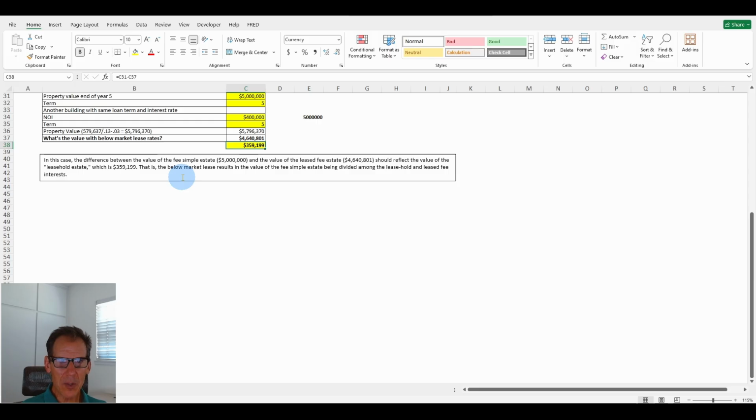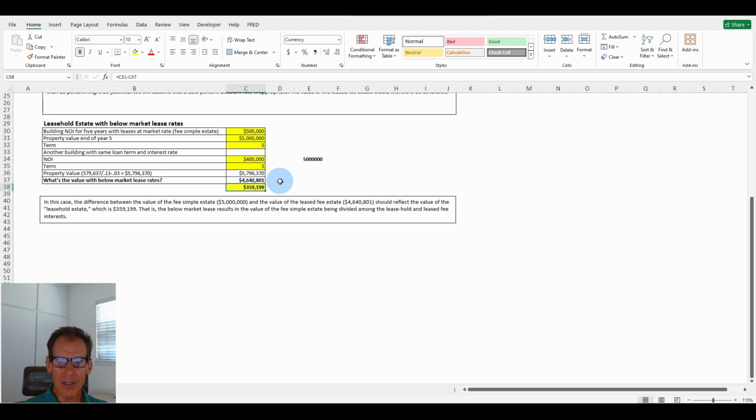In this case, the difference between the value of the fee simple estate, $5 million, and the value of the leased fee estate, $4.6 million, should reflect the value of the leasehold estate, which is $359,000. That is, the below market lease results in the value of the fee simple estate being divided among the leasehold and the leased fee interests.